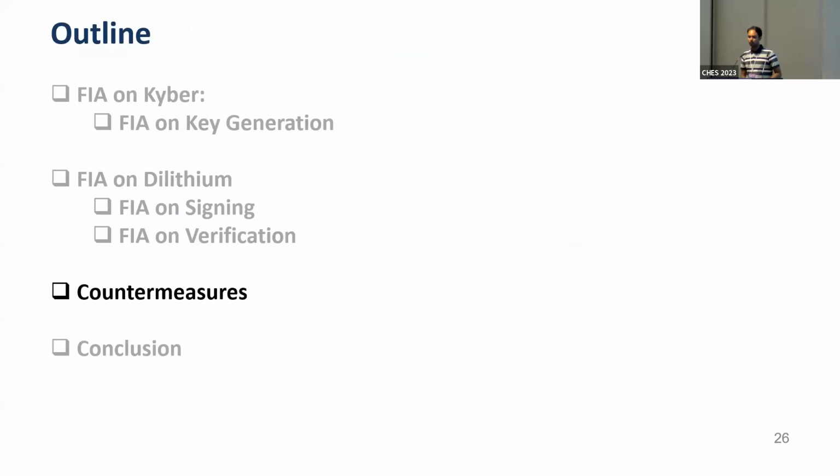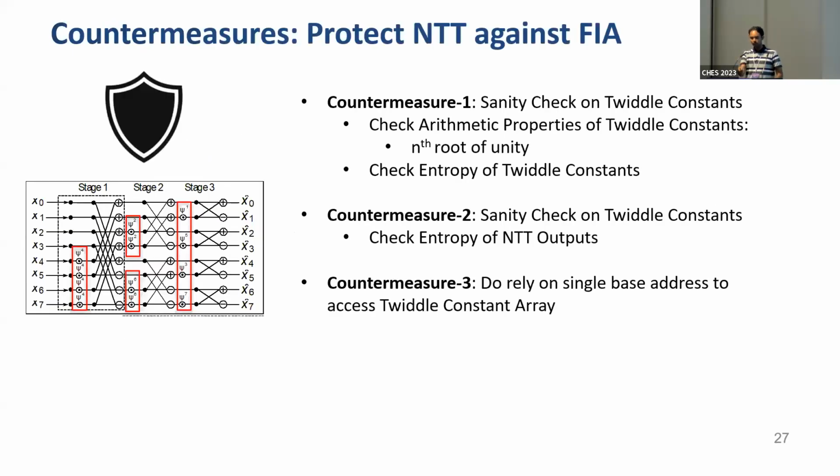So now moving on to countermeasures. Because the vulnerability that we identified is an implementation-level vulnerability, we need to come up with implementation-level countermeasures to protect against this attack. The first countermeasure that we propose is to perform a sanity check on the twiddle constants. We know that twiddle constants are nothing but the nth roots of unity, and these roots of unity have nice arithmetic properties. So you can perform some sanity checks before you use these twiddle constants for the NTT computation.